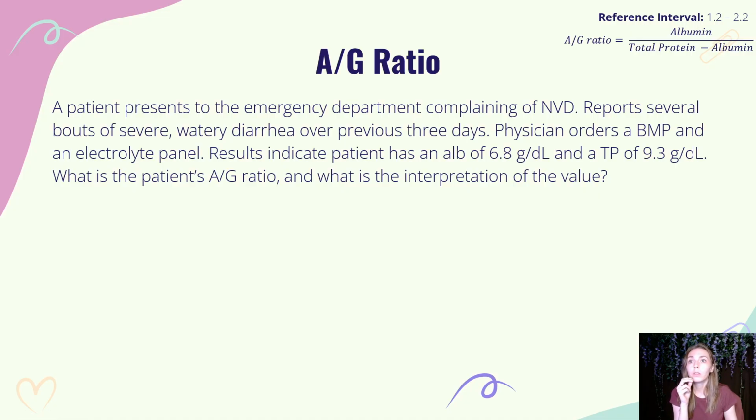Okay? So our formula is up in the upper right-hand corner. It's AG ratio: albumin over total protein minus albumin. Total protein minus albumin is how we calculate our globulins. Because what are globulins? Globulins, oh my goodness, go away.